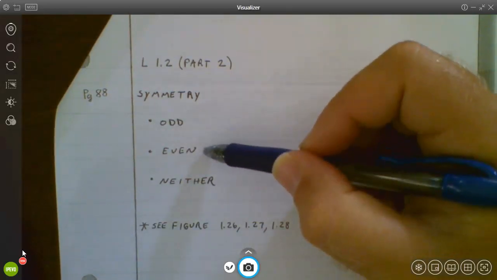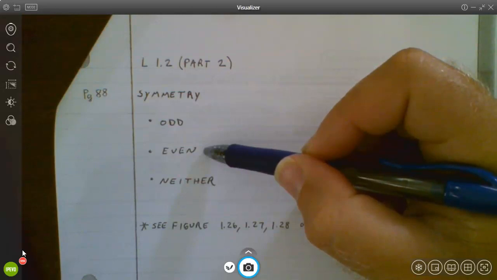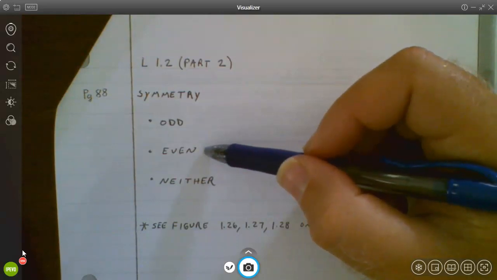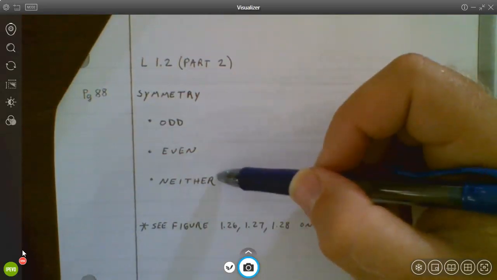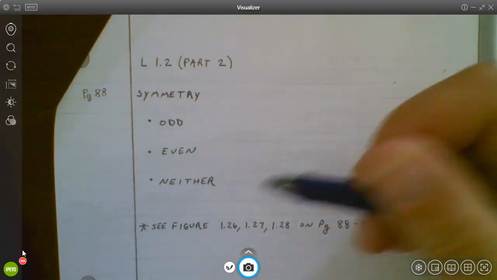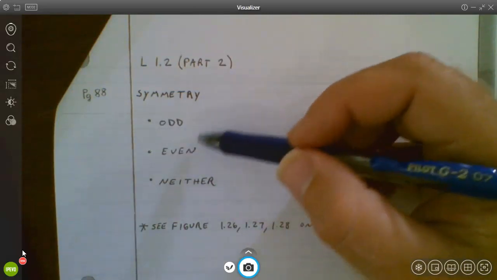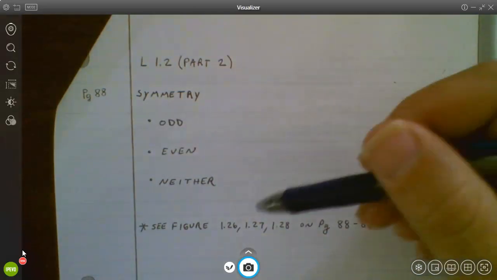An even function is one that is symmetric to the y-axis. That means that the y-axis acts as like your mirror. If you were to fold your graph in half right along the y-axis, the left side would lay on top of the right side. And so that would be your even function. If it doesn't fit either one of those descriptions, then we just say it's neither one of those. A graph that is symmetric to the x-axis still has symmetry to it, but it doesn't fit the odd or even description. So let me take you to some diagrams.